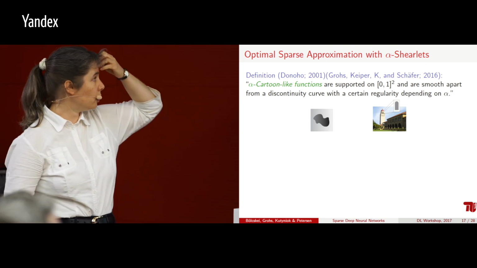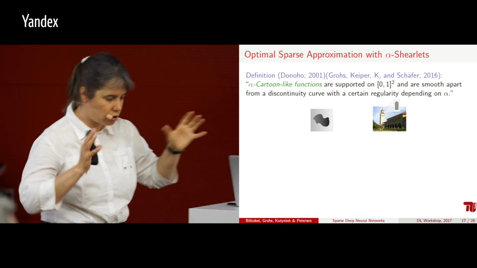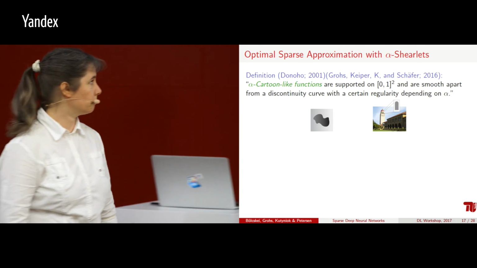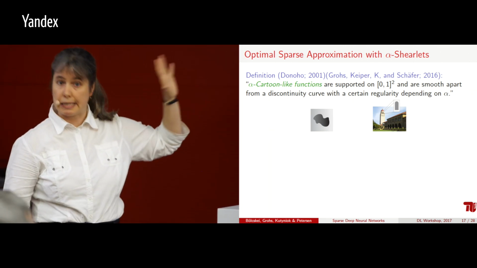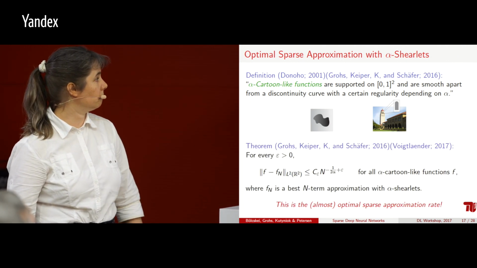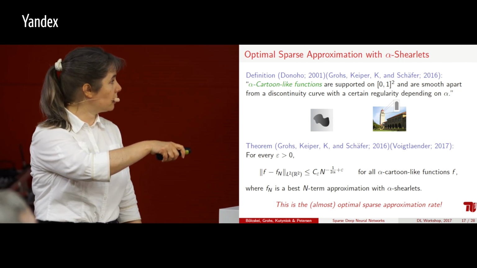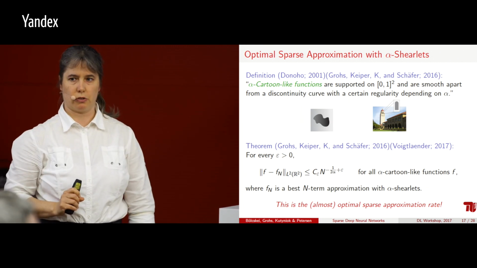So one viewpoint of these is that these are functions which mimic essential properties of images, like being governed by edge structures. And with these alpha shearlets, we can show that indeed these give optimal approximations of these functions. Okay, so we have a class of functions. We have a representation system, these alpha shearlets, which give optimally sparse approximations of these functions.